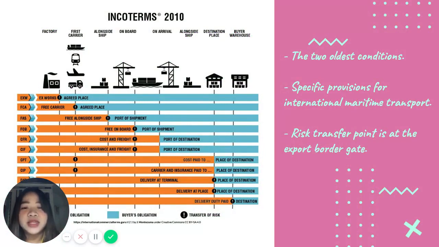Our major is international business economics, right? So I think you all understand these terms deeply. This illustration can remind you about the transfer points of risk, cost, and also insurance of Incoterms. As you can see, both FOB and CAF have the same risk transfer point at the export border gate, so it is more convenient to divide the cost and responsibility when the goods are lost.